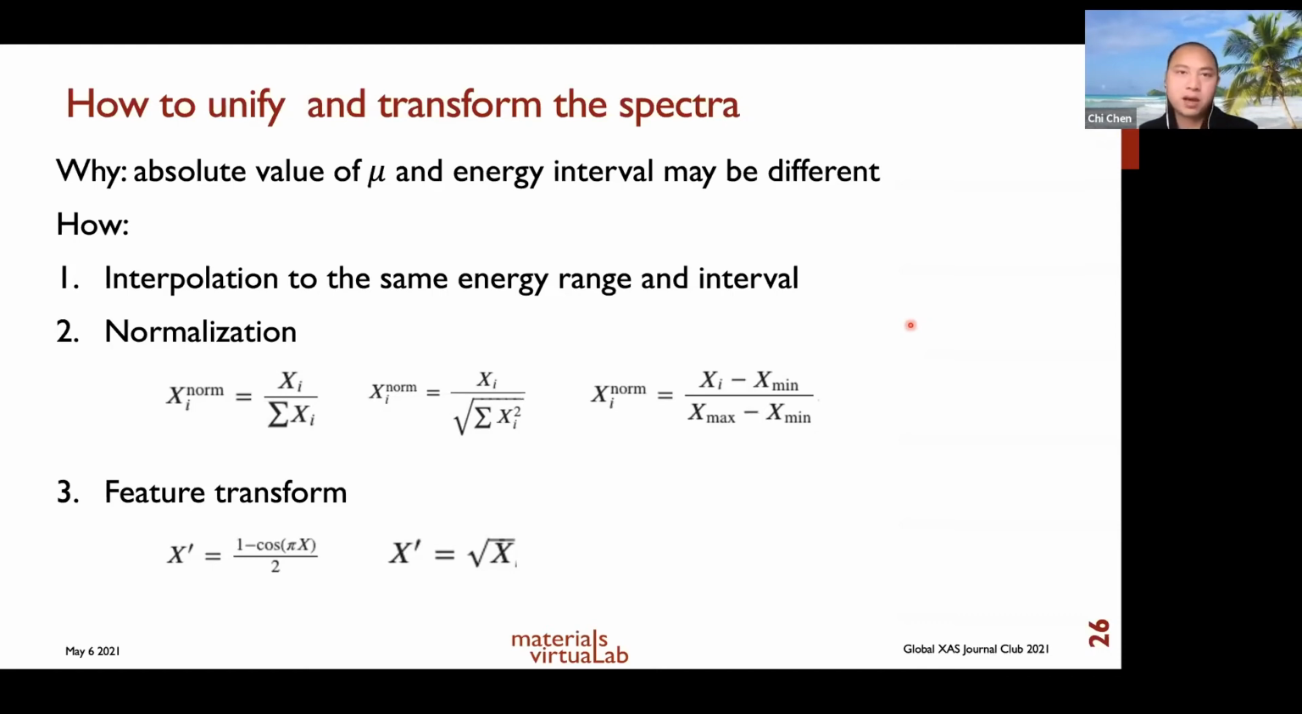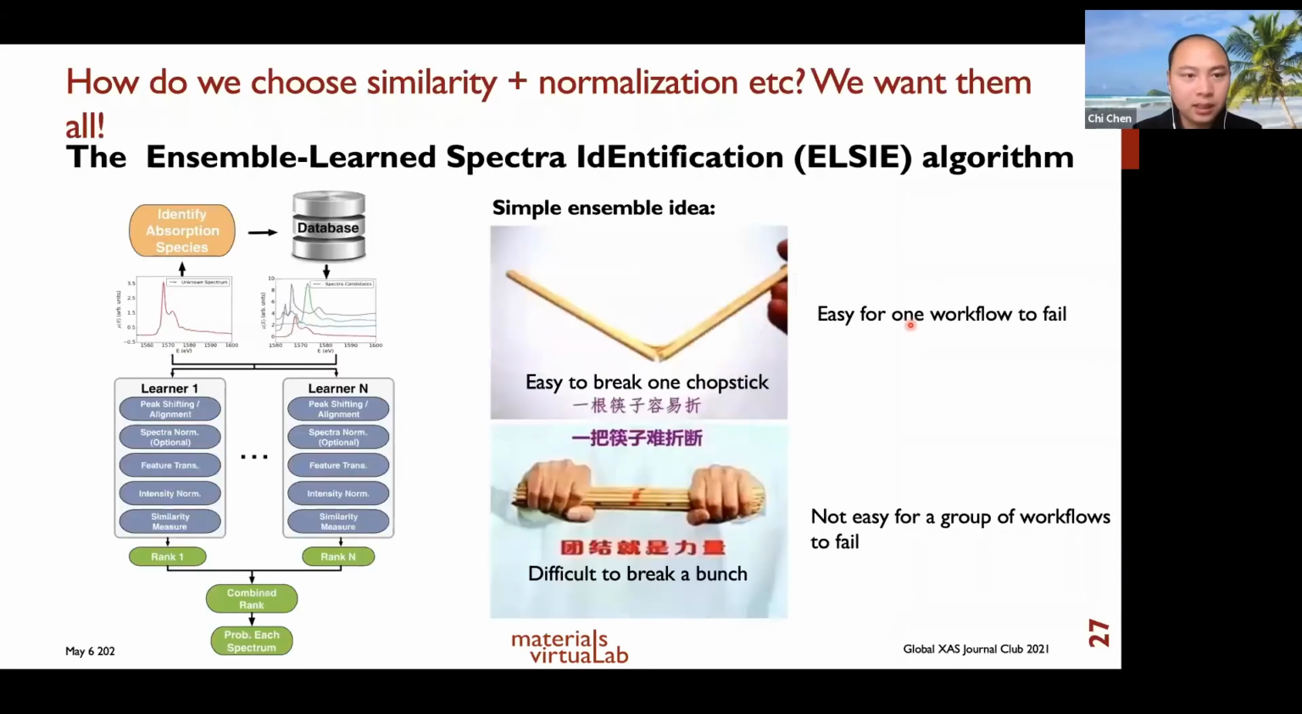This was carried out because when you apply a mathematical transformation to the data, you will likely emphasize some features over others, and different functions will emphasize different regions of the data. So we want to use this transformation to bring more variety to the data sets. Finally, once we have the similarity and the normalization, there are so many different combinations. The way that we thought about it was to combine all the combinations of similarity and normalization. We developed the so-called Ensemble-Learned Spectra Identification algorithm.